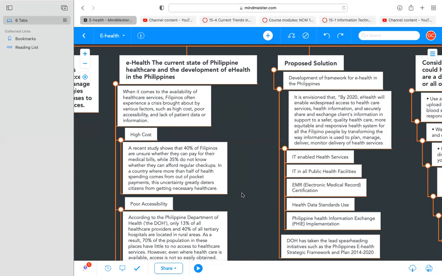Even though we already have the universal healthcare law, and even with the PhilHealth insurance system, many still find themselves in such a predicament whenever someone in the family is hospitalized, because they're worried about how they can pay the soaring medical bills, depending on the gravity of the condition and the extent of the therapeutic modalities that will be used. Okay, so that's about high cost.